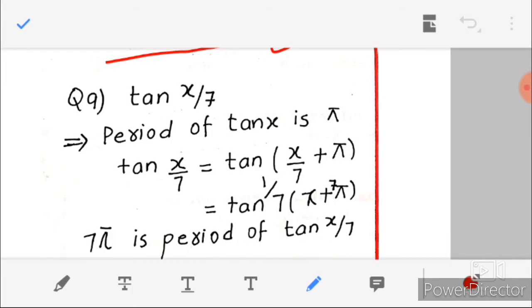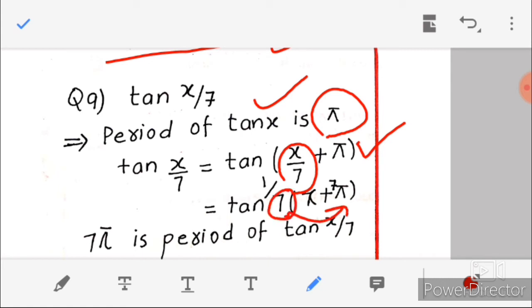Next we have question number 9, in which tangent x divided by 7, we have to find the period. The period of tangent theta we know is pi, so tangent x by 7 equals tangent of x by 7 plus pi. Now taking 1 by 7 common, because we want x alone, we get x plus 7 multiplied with pi, so we get 7 pi. So the period of tan x divided by 7 is 7 pi.